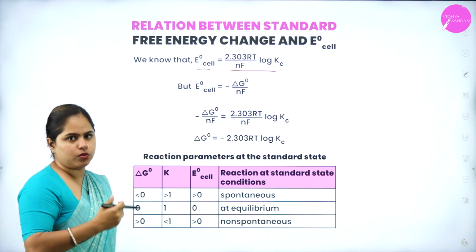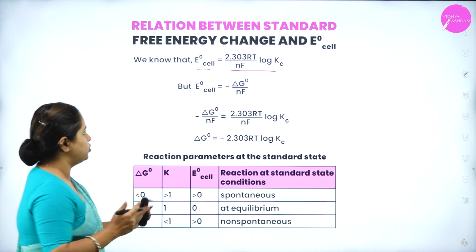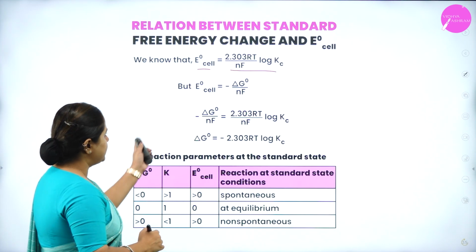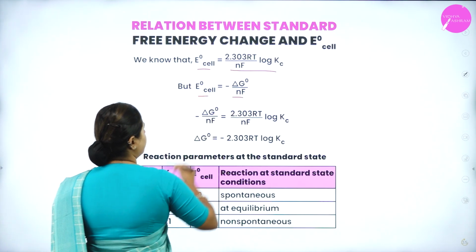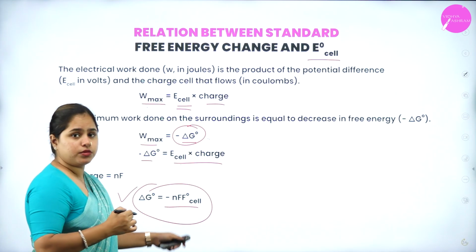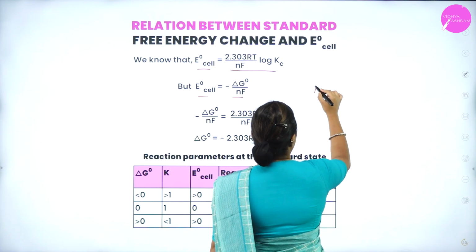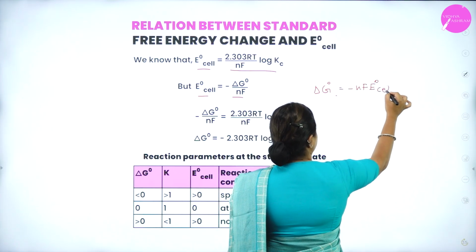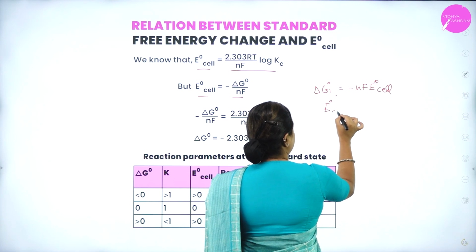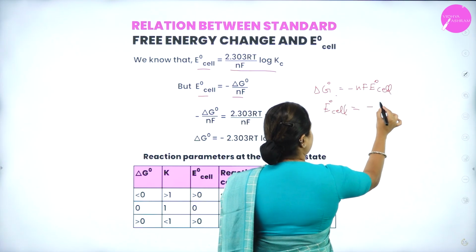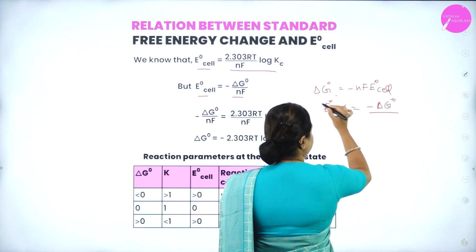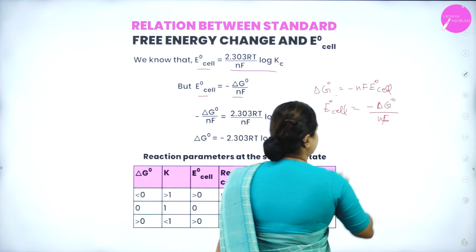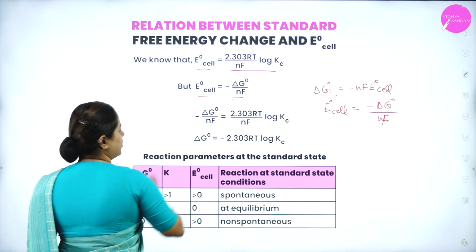We have just studied this equation in the previous slide. Now, from this particular equation, we can find another equation for E naught cell. Just rearranging this, E naught cell will be equal to minus delta G naught by NF. We know that delta G naught is equal to minus NF E naught cell. So we can write E naught cell as minus delta G naught divided by N and F, which will come to the denominator. I hope it is clear.